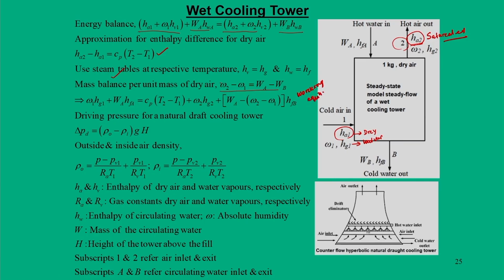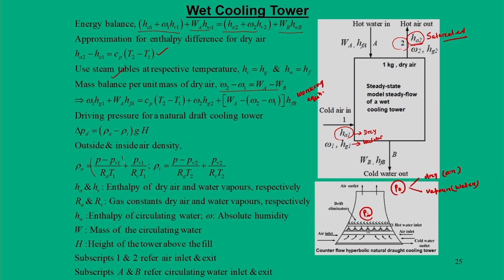Another part of this cooling tower design is that we also expect a pressure difference. The pressure difference normally is achieved from the outside air, whose density is rho 0, and from the inside air, whose density is rho I. And this rho 0 and rho I have two components, one is dry air, the other is vapor. So, density calculation is treated differently.